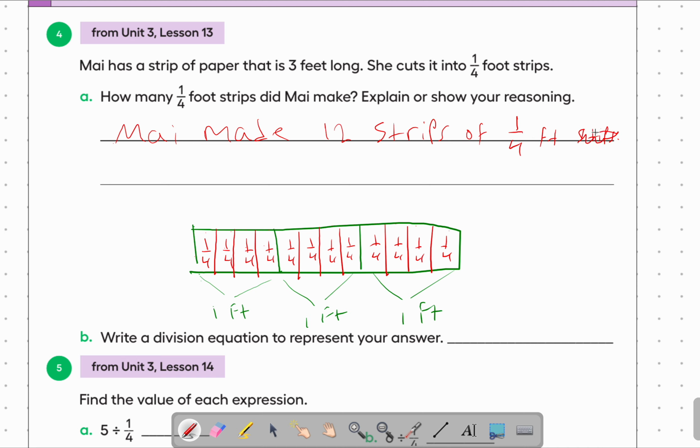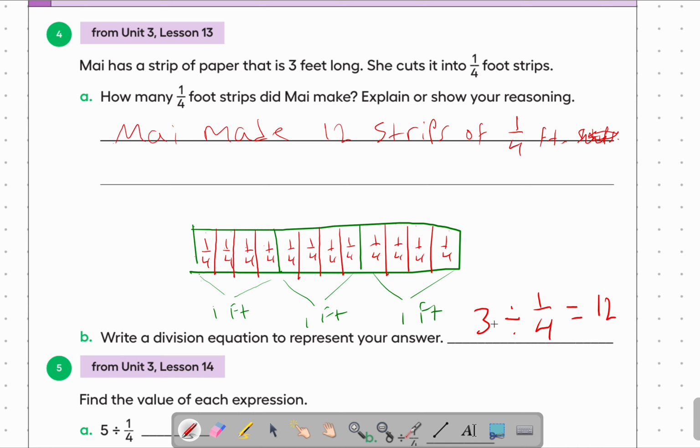Oh, we don't have to write strips again. Okay. So how do we do that? So we'll explain or show you reasoning with. We just showed it right here. Can we write a division equation for this to represent our answer? Yes. What did we just divide? Well, we just divided three wholes into fourths. Okay, so that gave us 12.